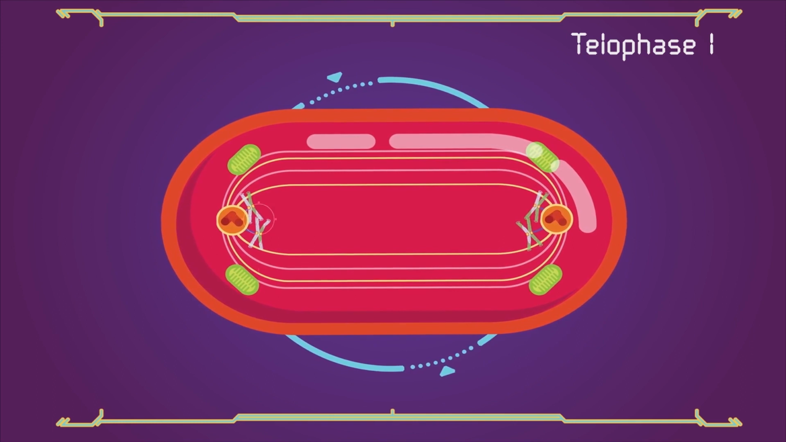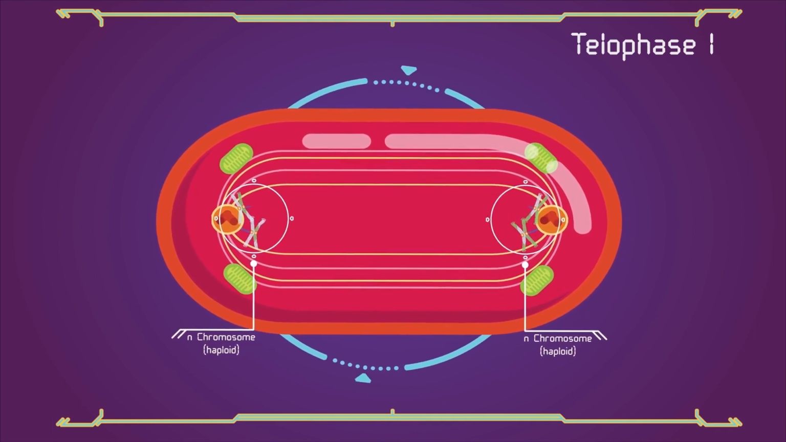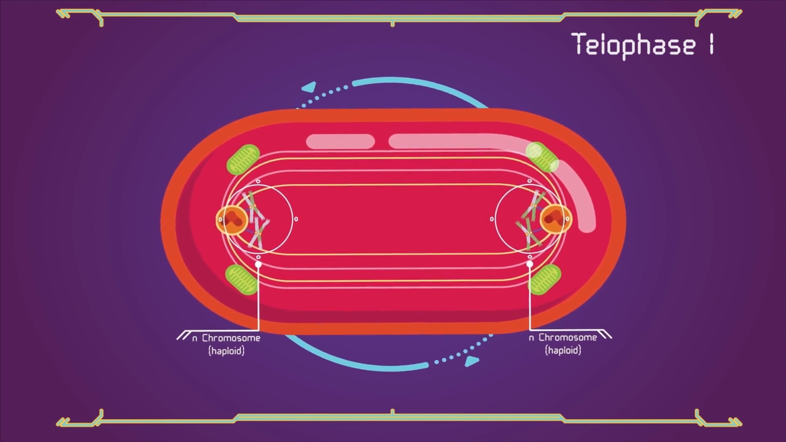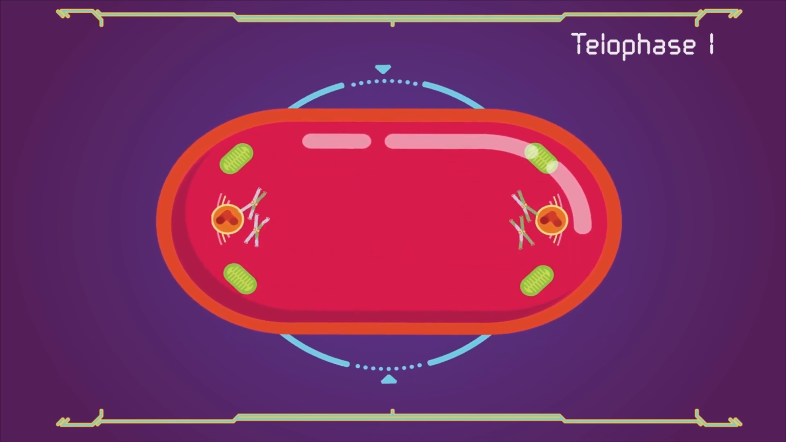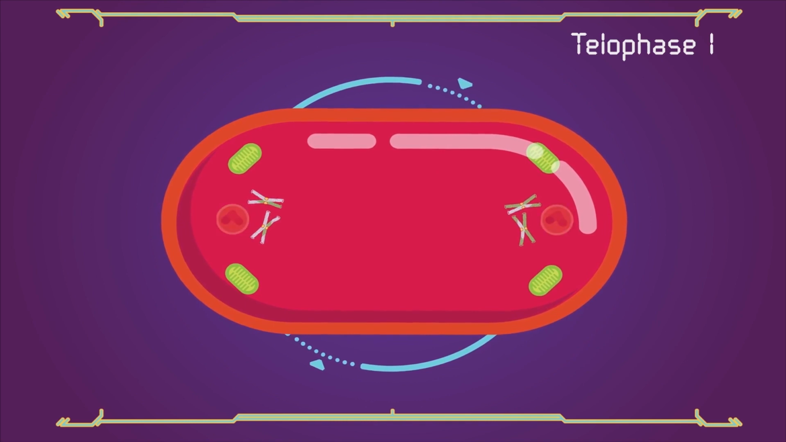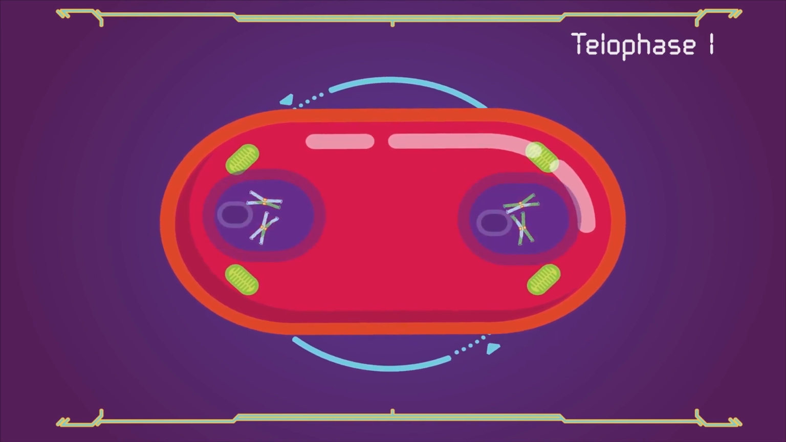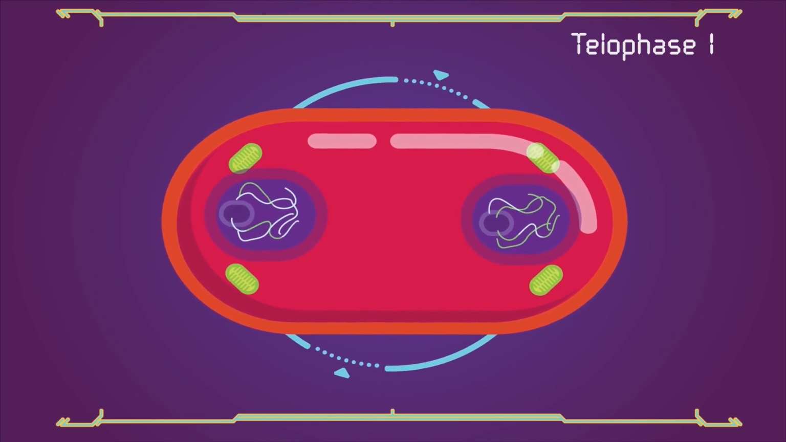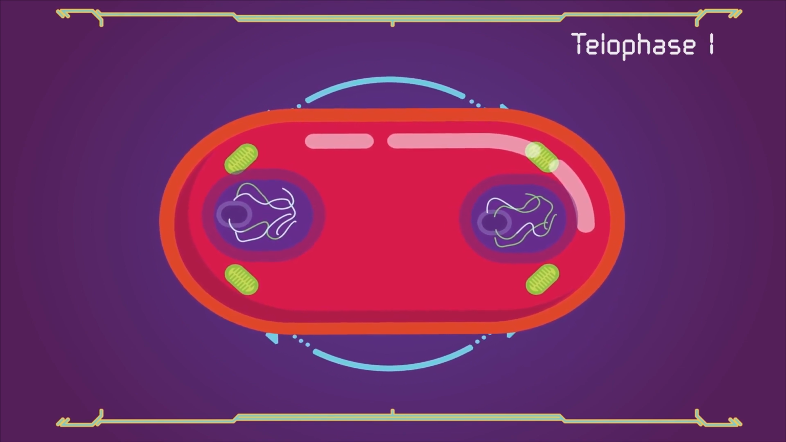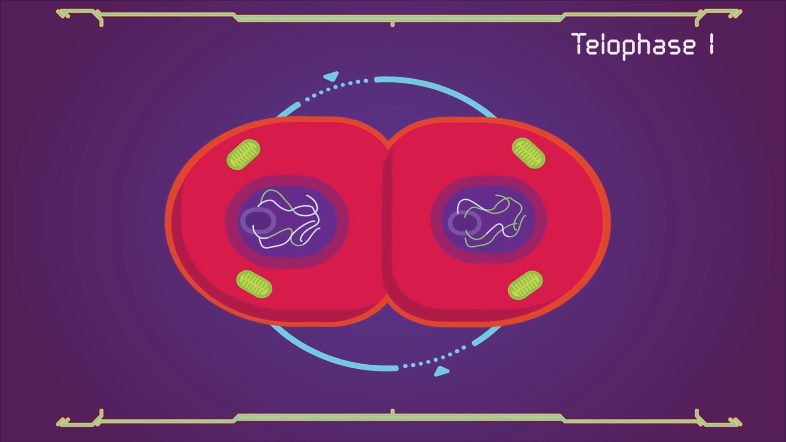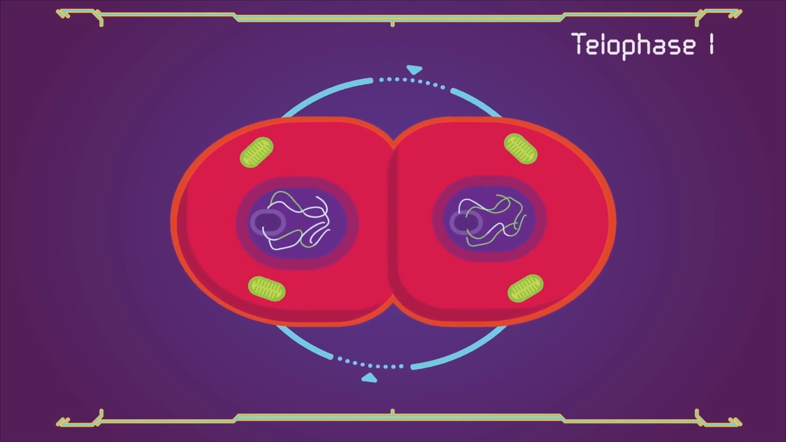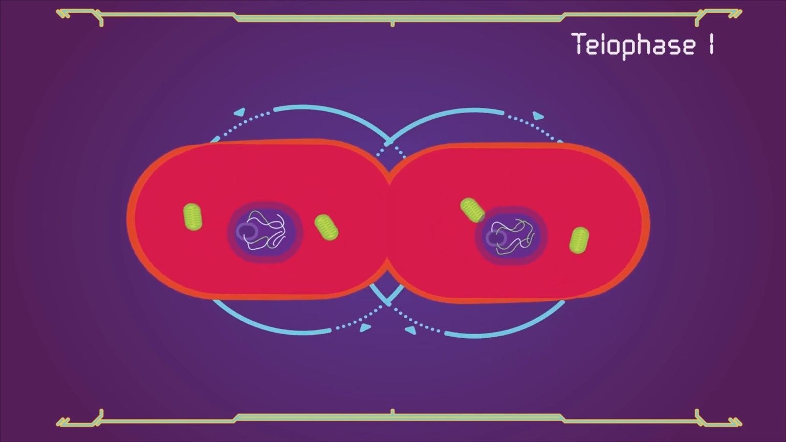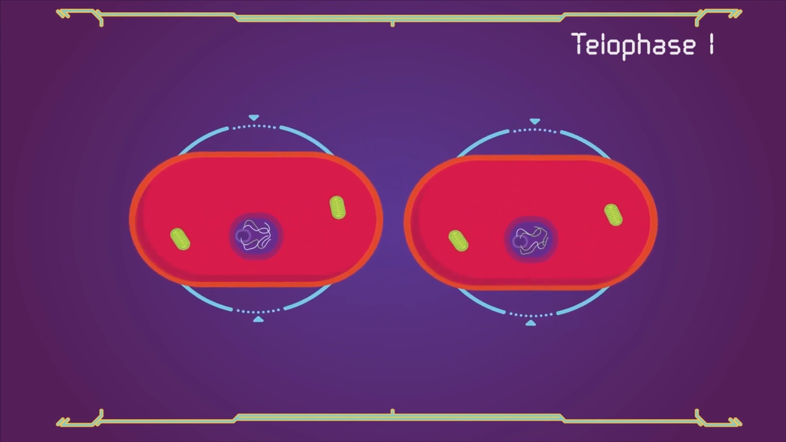Each daughter cell now has half the number of chromosomes, but each chromosome consists of a pair of chromatids. The microtubules that make up the spindle network disappear, and a new nuclear membrane surrounds each haploid set. The chromosomes uncoil back into chromatin. Cytokinesis, the pinching of the cell membrane in animal cells or the formation of the cell wall in plant cells, occurs, completing the creation of 2 daughter cells.